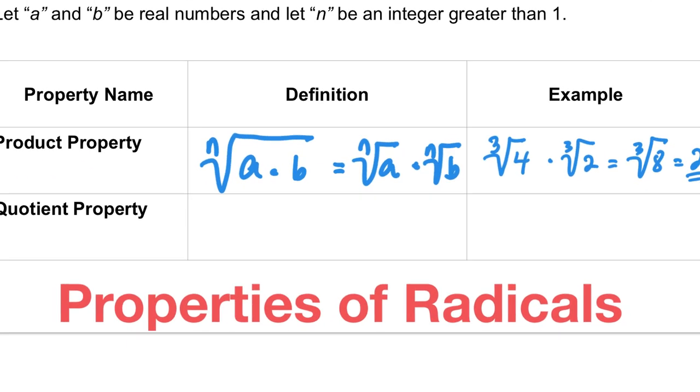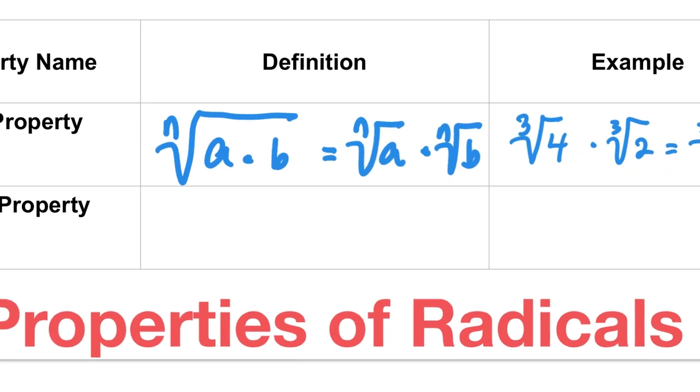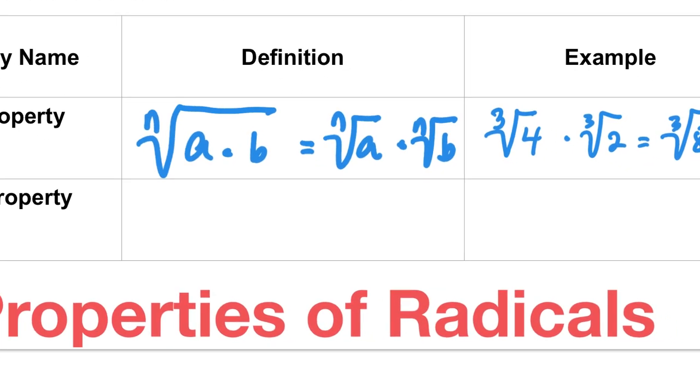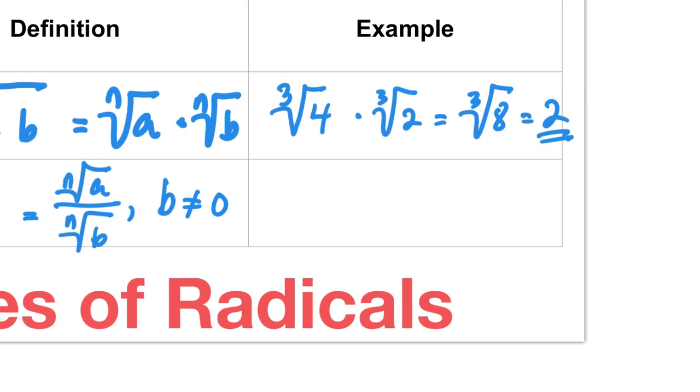Okay, next, we're going to look at the quotient property. Quotient signifies that you're going to divide. So let's say the nth root of the fraction a over b is going to be the same as the nth root of a over the nth root of b. Now, the provision in here is that b, or the denominator, should not be equal to 0.